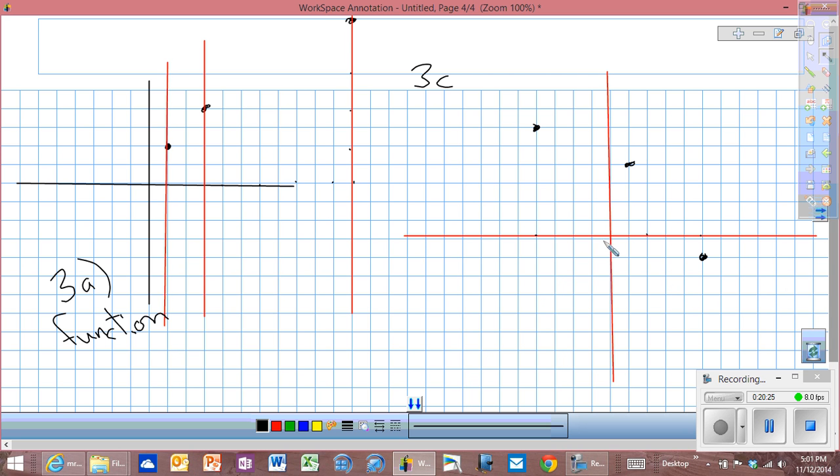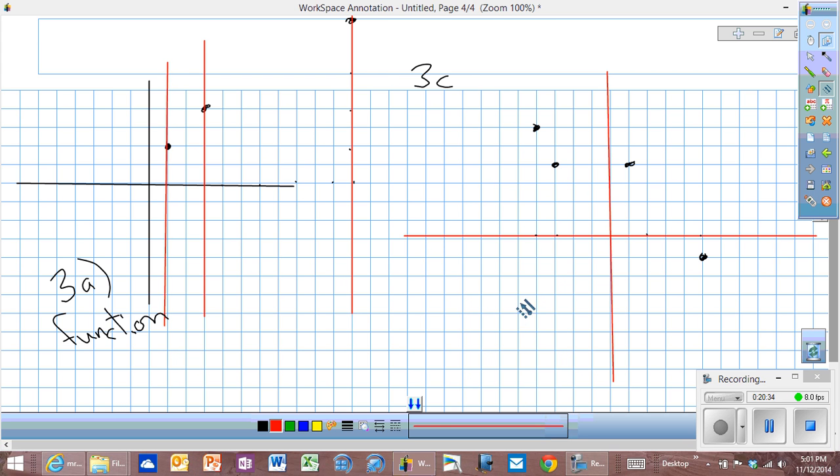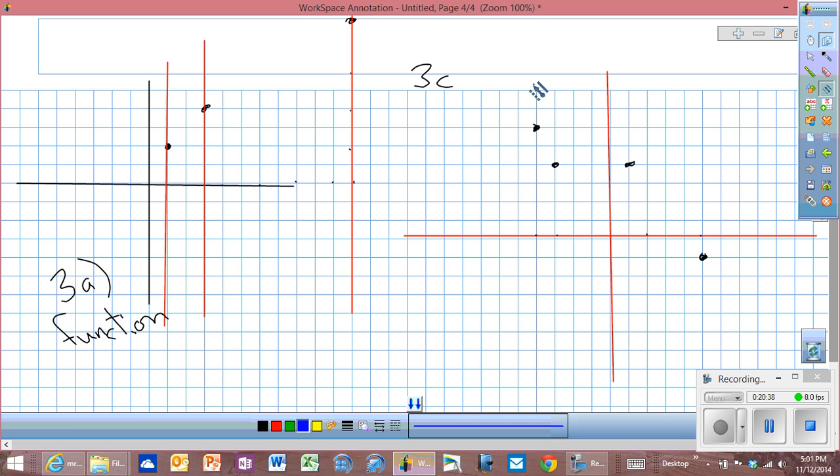And negative 3, 4. So left 3, up 4. 2, 4. Okay. Again, we're not drawing any connecting dots on here. That's not what it asks us to do. I'm going to go in and I'm going to draw this almost vertical line. You're going to draw real vertical lines.